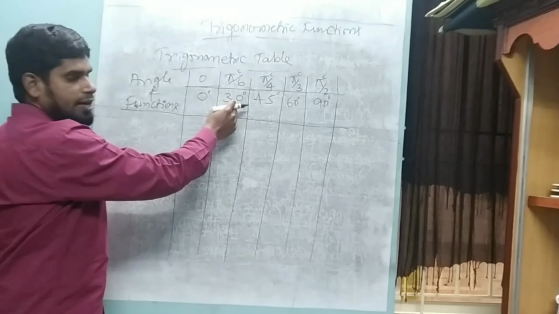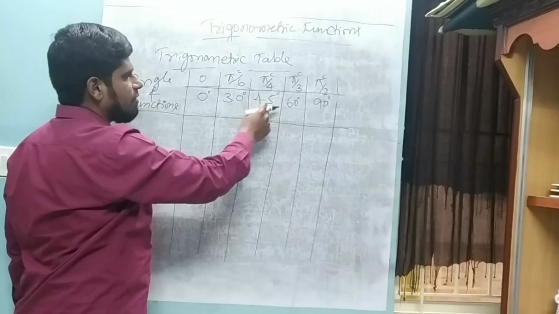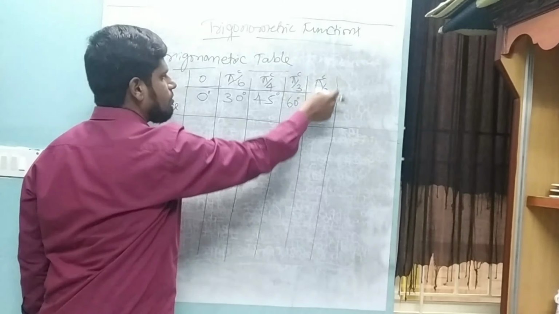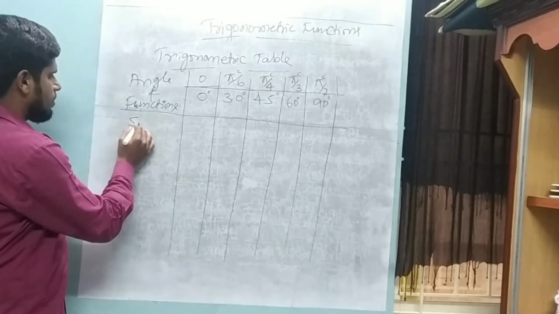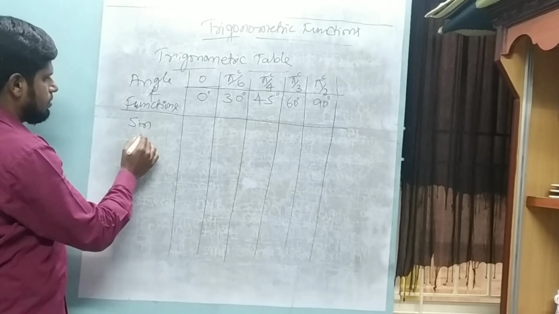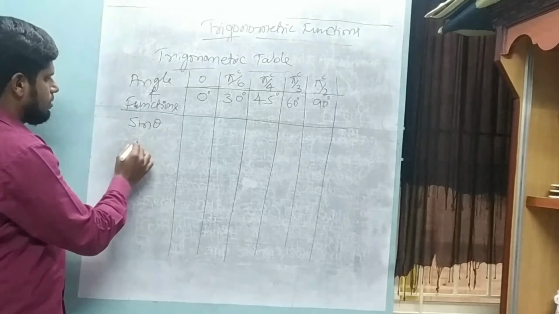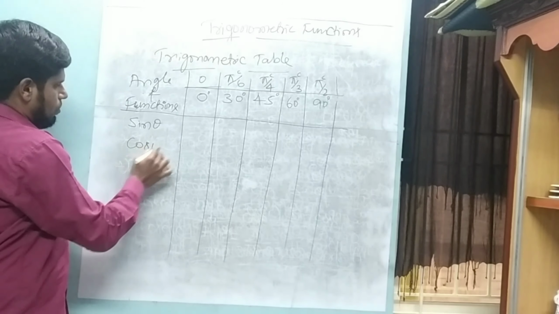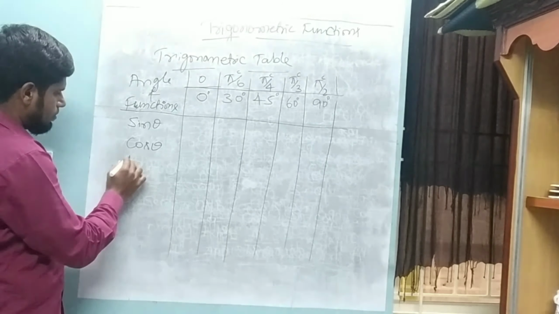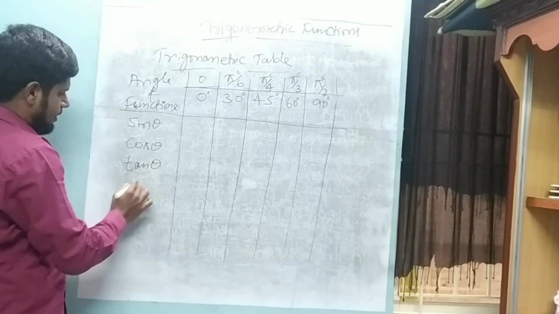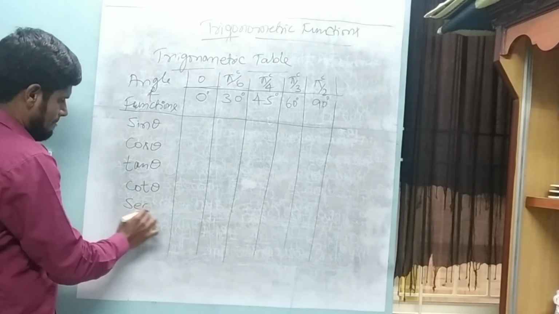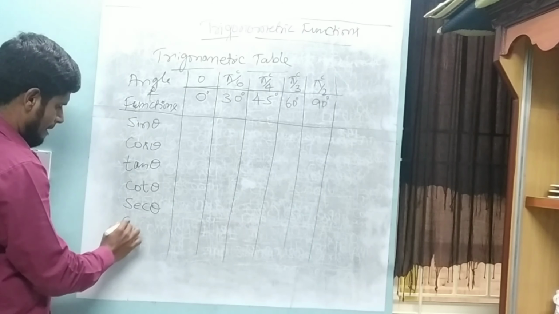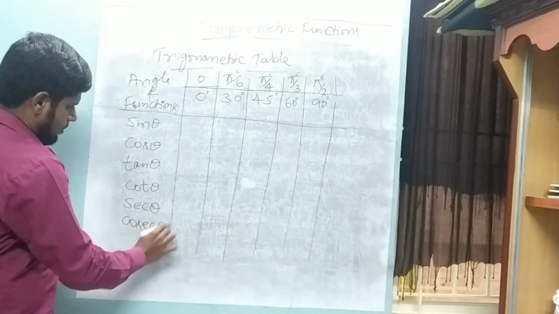180 by 6 is 30 degrees. 180 by 4 is 45. 180 by 3 is 60. 180 by 2 is 90. So let us discuss the values here. First one is sin theta, cos theta, tan theta, cot theta, secant theta, cosecant theta.